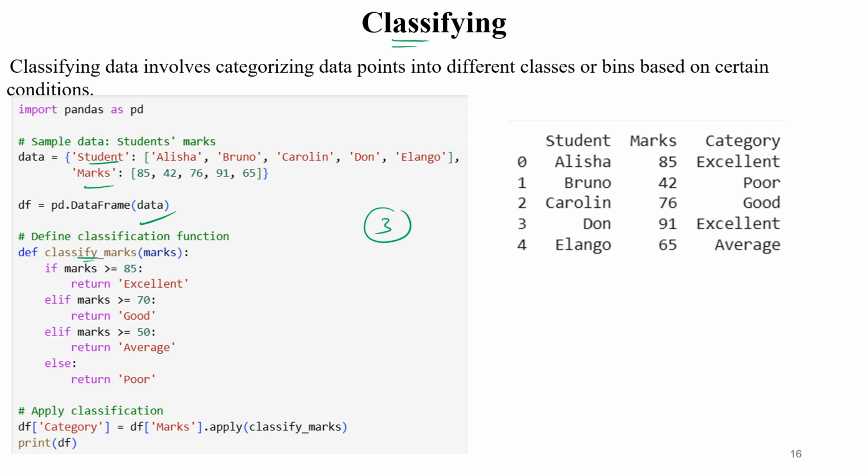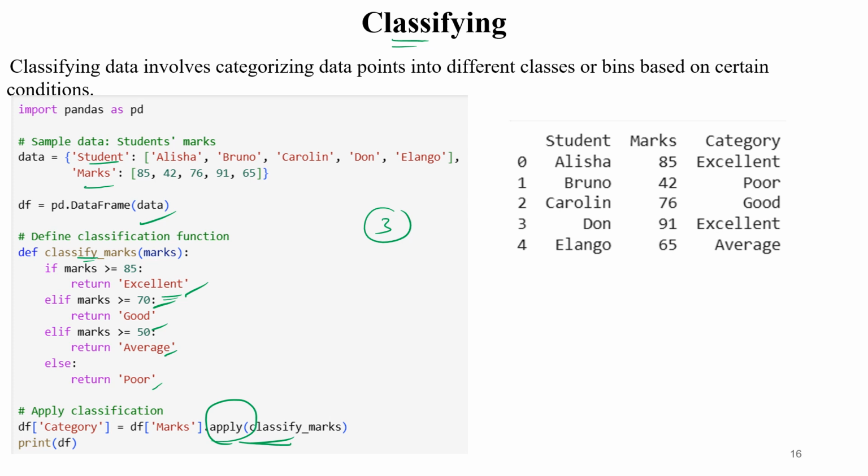Okay, so I'm going to apply the category. For that, I have to apply this function. So apply is the keyword, it is very important. Then the function name is classify marks. So for every mark, if it is greater than or equal to 85, it means excellent; greater than or equal to 70 means good; greater than or equal to 50 means average; and else it is poor. So for each condition, some label is given.